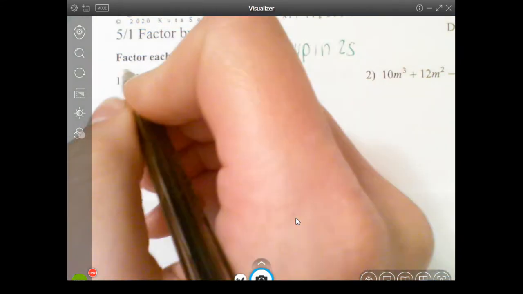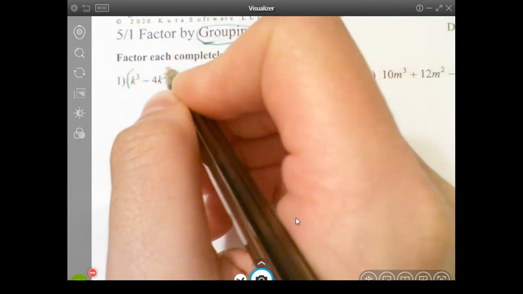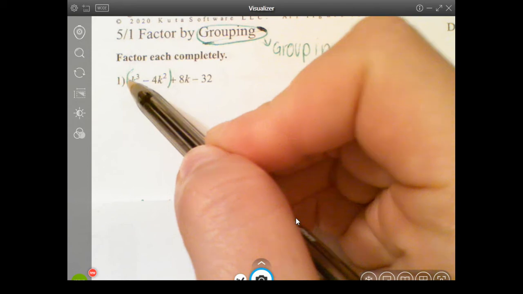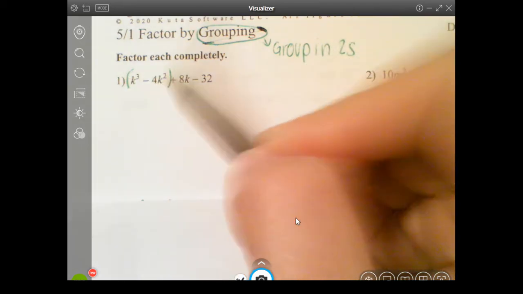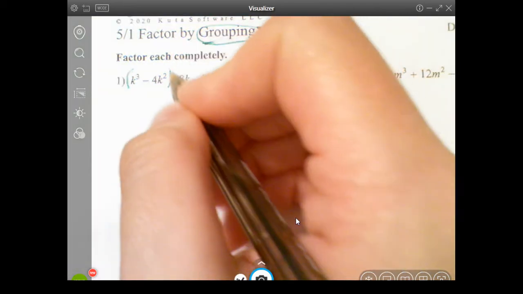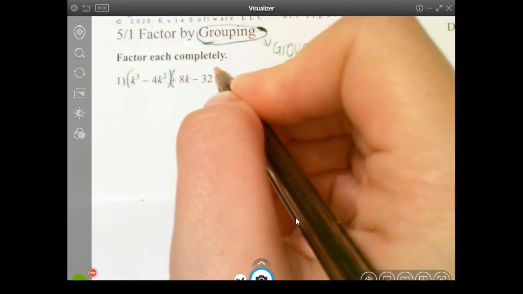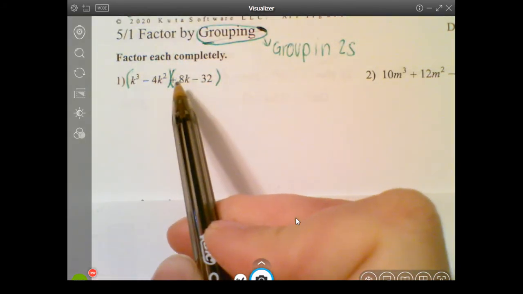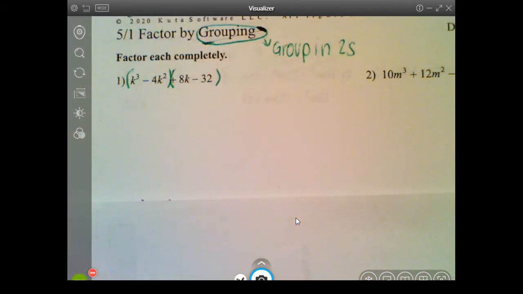And so all you do is you group the first two. So I'm going to put parentheses around the first two: the first term, the sign, and the next term. And then I'm going to group the second two. Now notice this plus sign goes with the 8K, so it's inside the parentheses. There should be no variable, number, or sign outside if you group correctly.